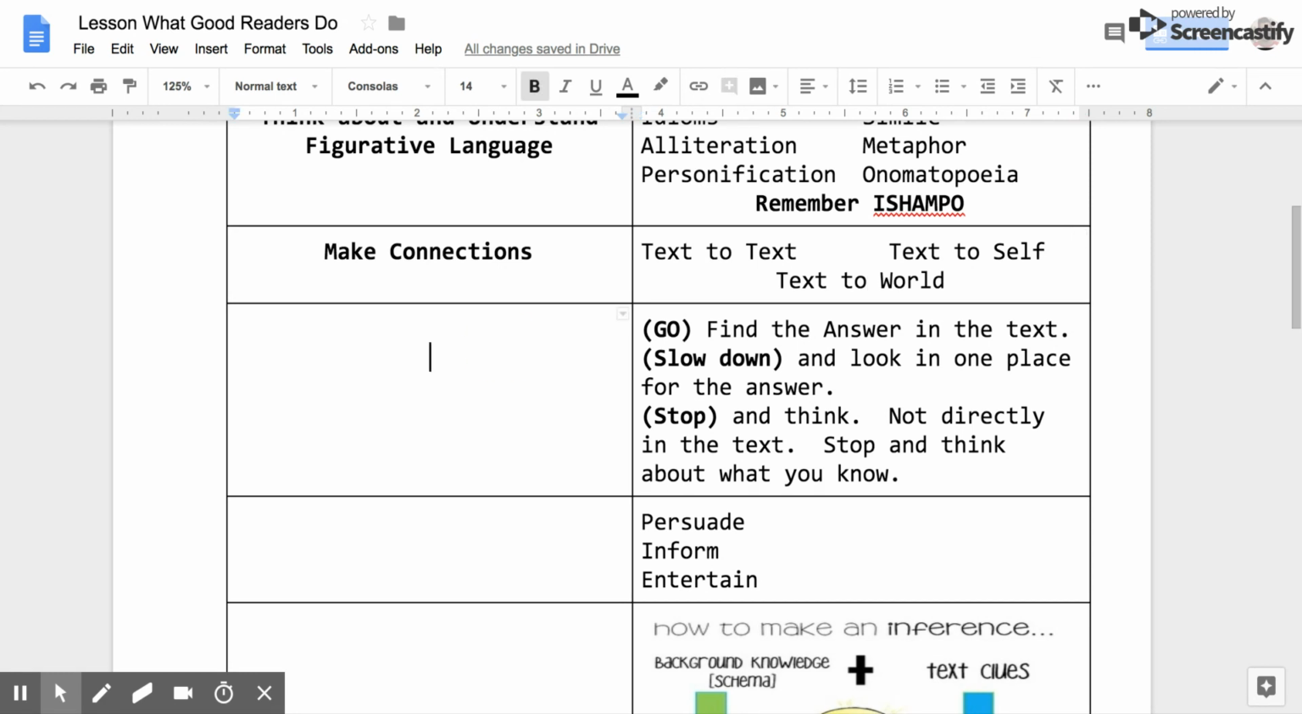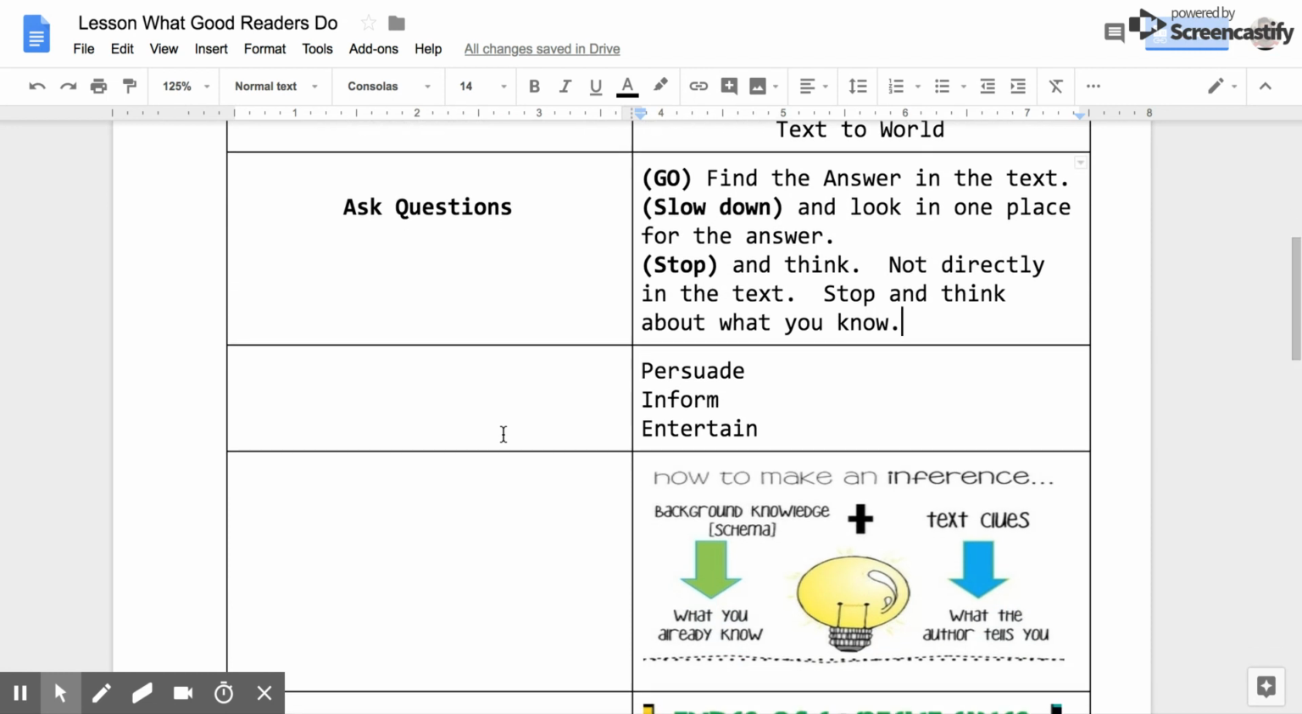Now, good readers must also ask questions. You should always go and find the answer in the text, slow down and look in one place for the answer, and stop and think, not directly in the text, but you should stop and think about what you know. So good readers should always ask questions. And remember, you can always pause the video to fill in the first box in each of these little rows that we have.